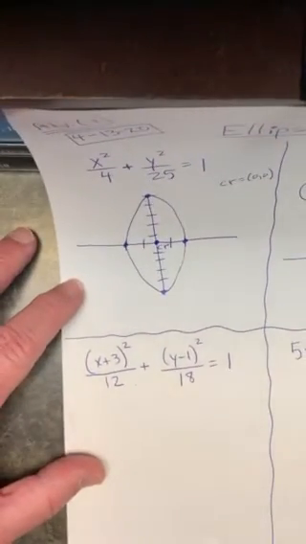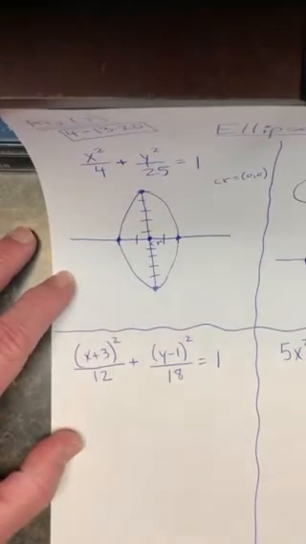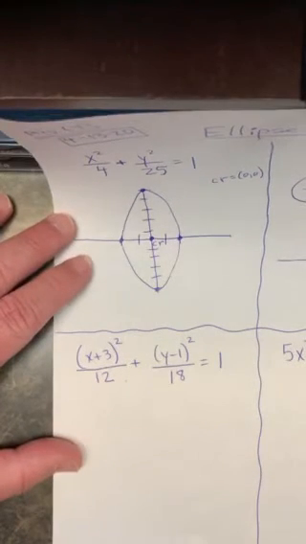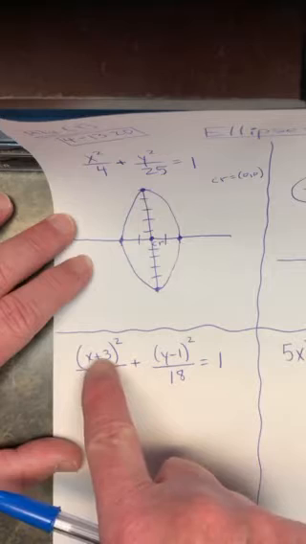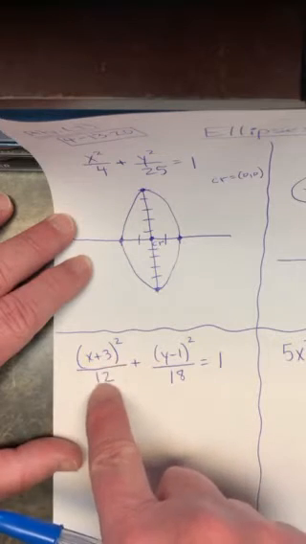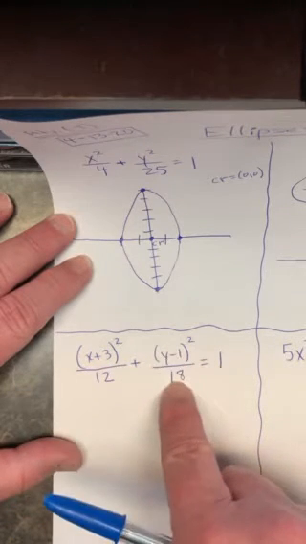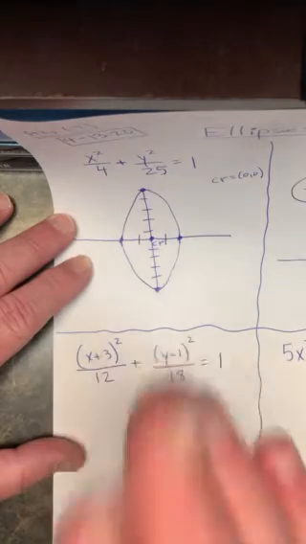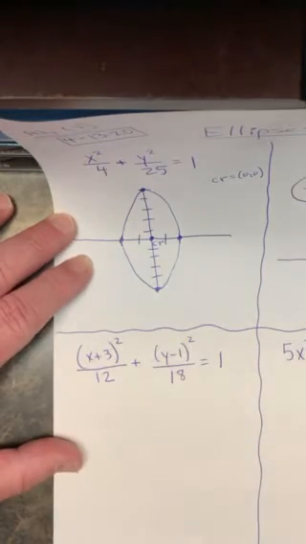(x + 3) squared over 12 plus (y - 1) squared over 18 equals 1. Notice there's an x squared over a number plus a y squared over a number, and it's equal to 1. So algebraically, that thing's good to go. It is in standard form.